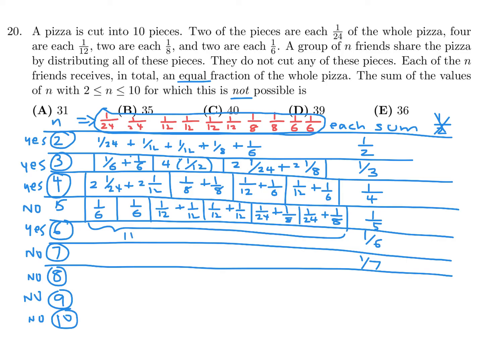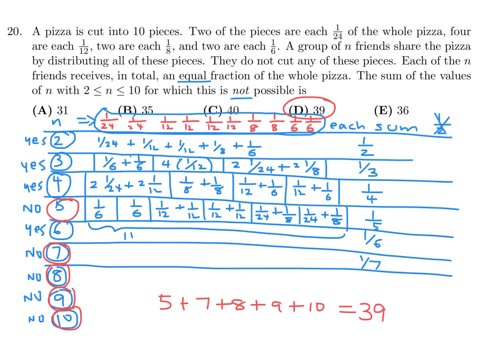Okay, so the ones that can't work are 5, 7, 8, 9, 10. So they want you to add those up. So 5 plus 7 plus 8 plus 9 plus 10: 19, 27, 34, 39. 39 is the answer. And that would be choice D for number 20.